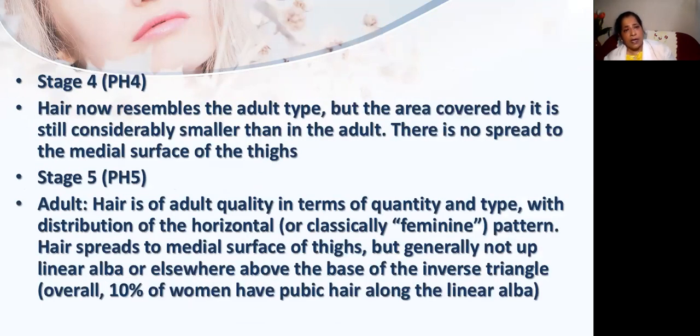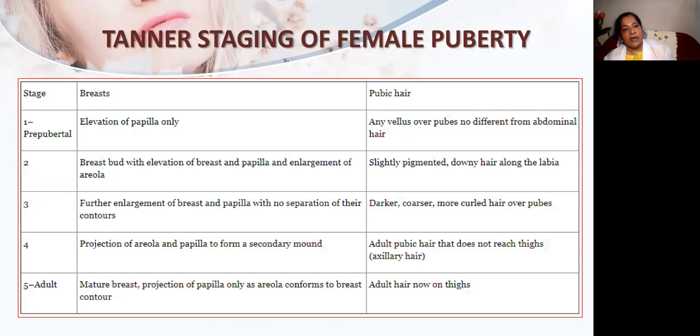In stage 4, hair now resembles adult type. The area covered by it is still smaller than the adult, but there is no spread to the medial surface of thighs. In stage 5, it is the feminine pattern, and it gets spread over the medial surface of thigh as well as over the linea alba. These are the stages, a comparison of stages of development of breast and pubic hair.